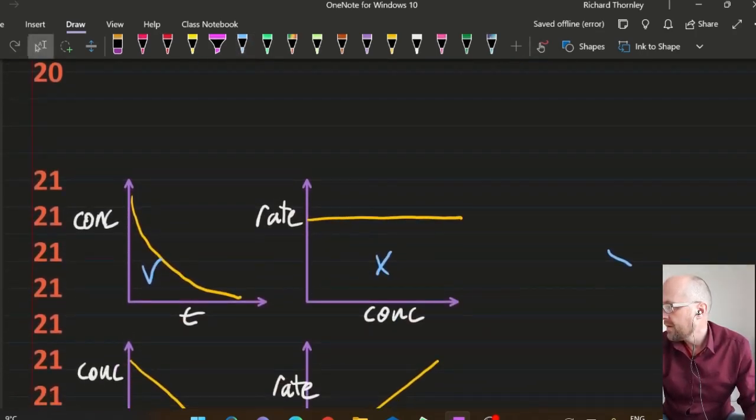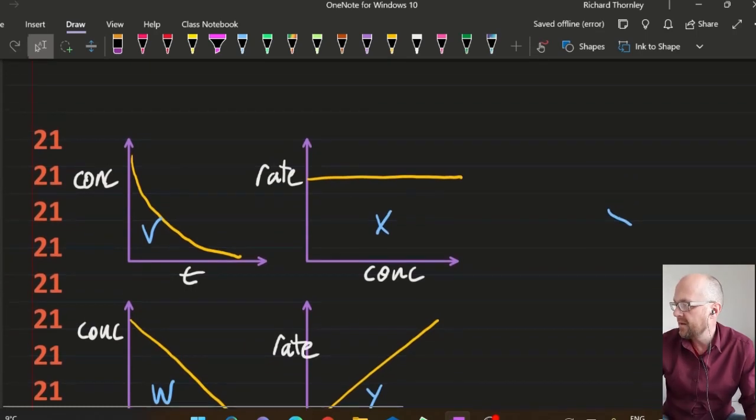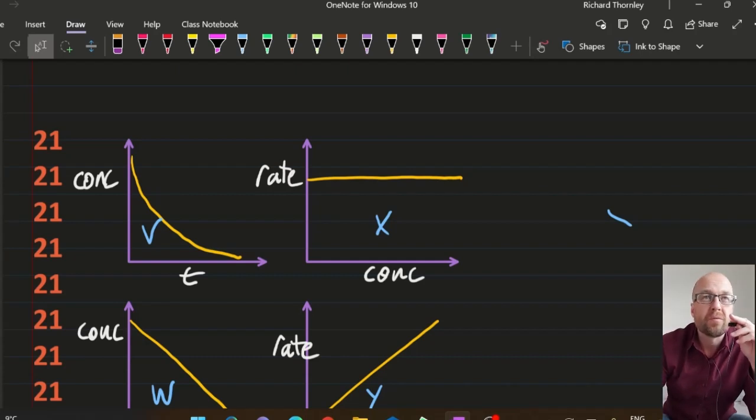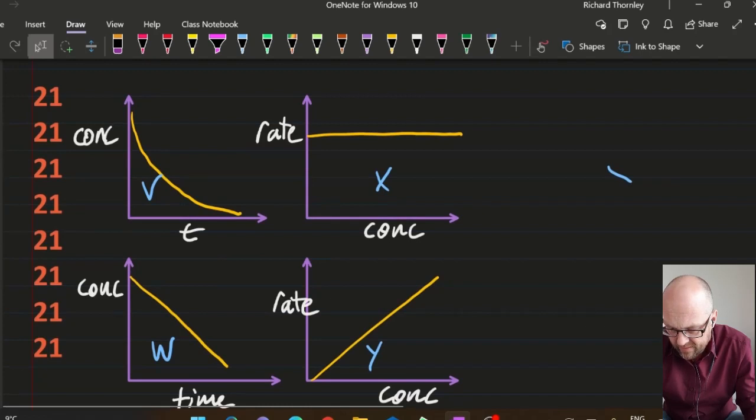21, first order reaction. Oh, my brain. I'm still looking for a quick way to do this. So first order reaction means if you double the concentration, then you double the rate. If you triple the concentration, then you triple the rate. With a zero order, doubling the concentration doesn't do anything. Tripling doesn't do anything. So let's see which one looks like that.